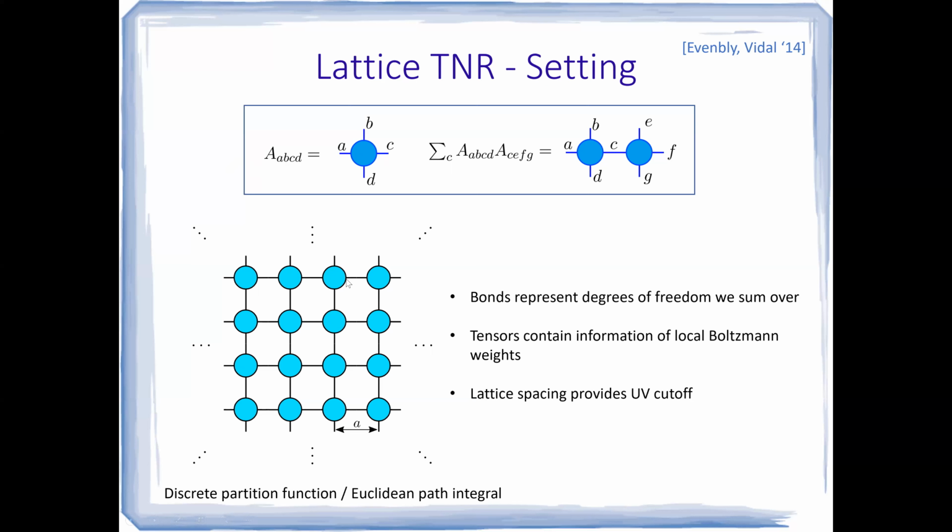So as I was saying, the bonds of this tensor network, just think of them as the degrees of freedom. If you're thinking of a partition function, that is a sum over all possible values of the degrees of freedom weighted by the energy functional.